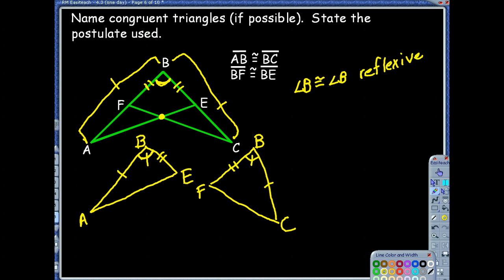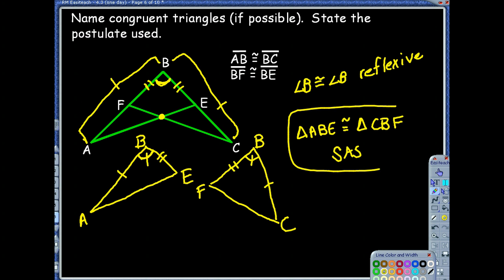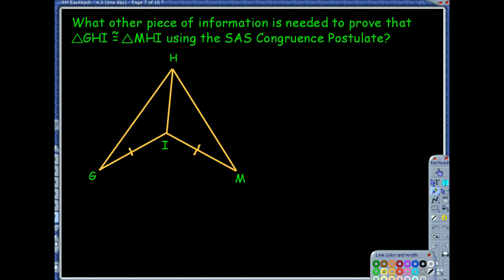So now I already see we've got 3 things marked as congruent. We've got 2 sides and the included angles. So I can name these triangles. Triangle ABE is congruent to triangle CBF. And notice how she's matching the pieces together. And what's the reason? That would be side angle side. Good. All right, let's try a different type of problem.